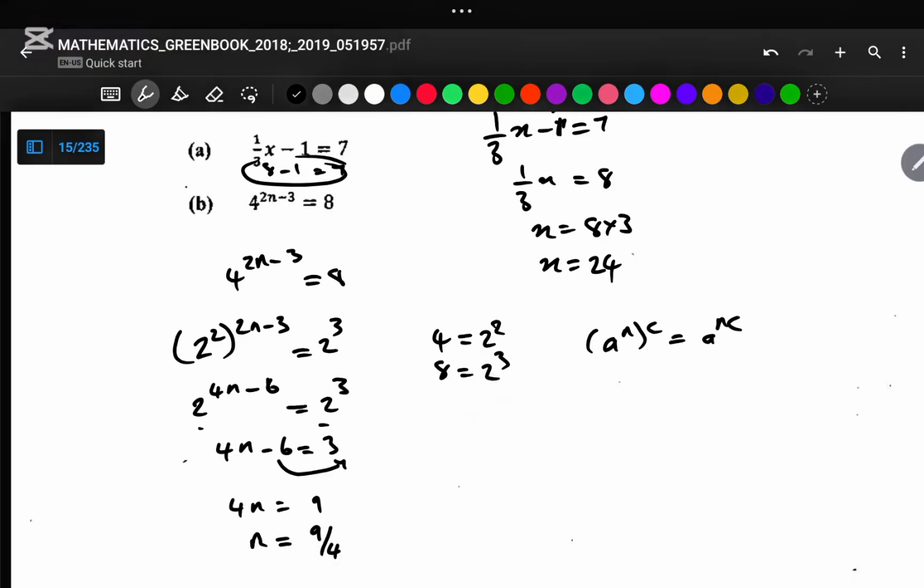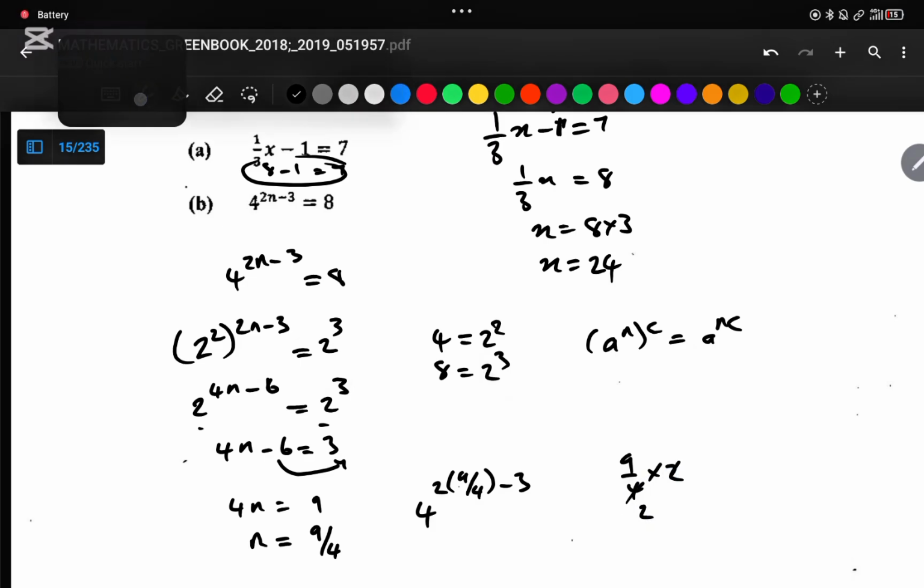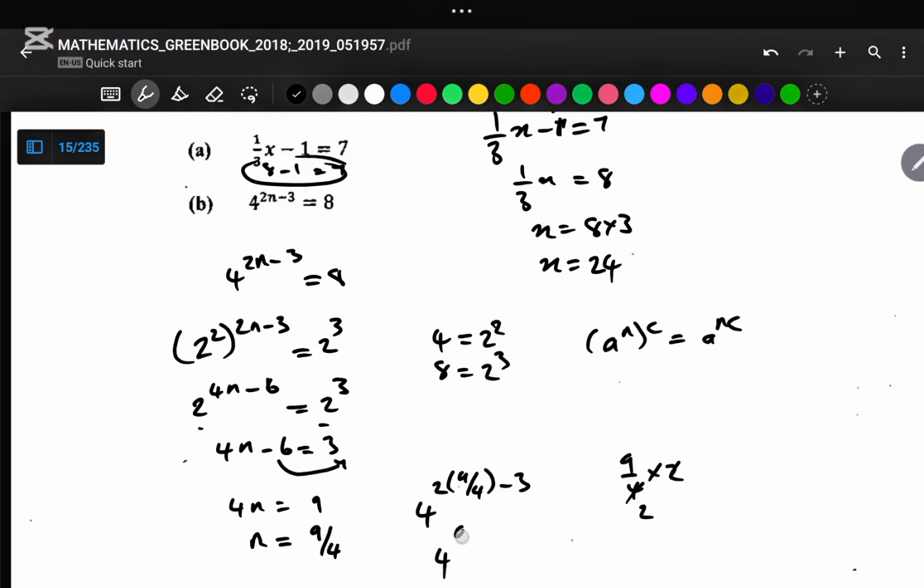You can simply substitute this value for n to say it is now 4 raised to the power 2 by 9 over 4 minus 3, and you want to show that it is equal to 8. If we multiply 9 over 4 by 2, it gives us 9 divided by 2. So it is 4 raised to the power 9 divided by 2 minus 3. What is 9 over 2 minus 3? So we can express this as a single fraction.